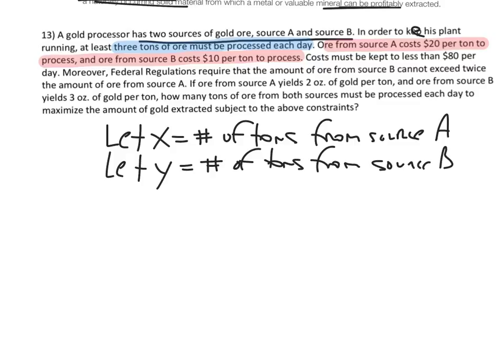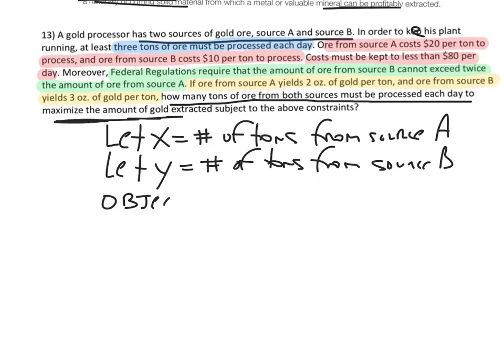It says costs must be kept to less than $80 per day. Moreover, federal regulations require that the amount of ore from source B cannot exceed twice the amount of source A. If ore from source A yields 2 ounces of gold per ton and ore from source B yields 3 ounces of gold per ton, here's the question: how many tons of ore from both sources must be processed to maximize the amount of gold?